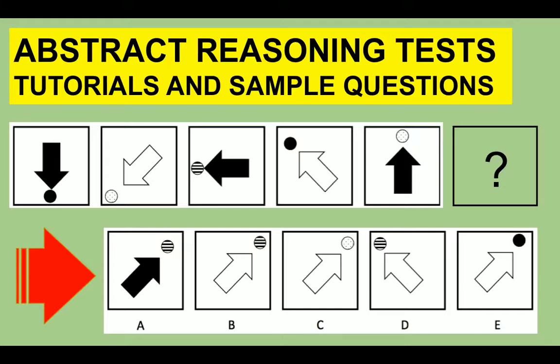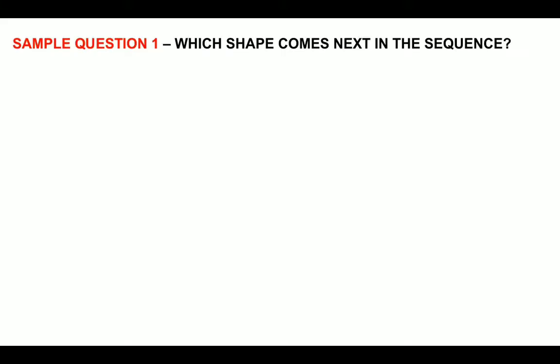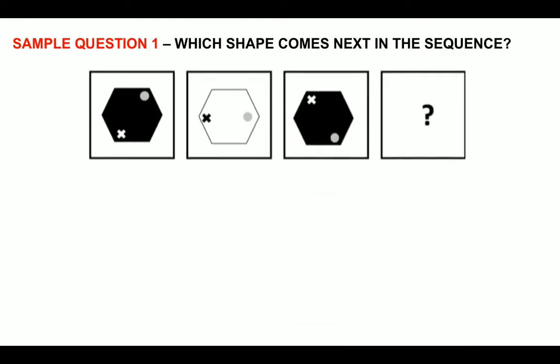So let's get straight into a number of questions. Sample question number 1. Which shape comes next in the sequence? And this is a typical abstract reasoning type question. So you can see there that we've got 3 shapes, number 1, number 2, number 3, and we've got a question mark. So we need to decide what comes here.